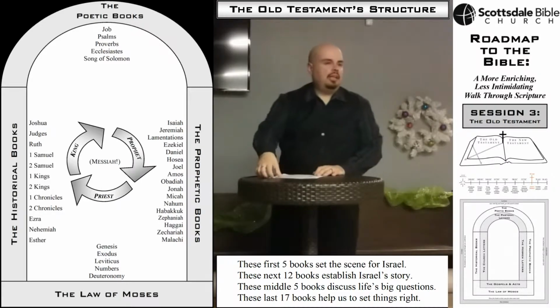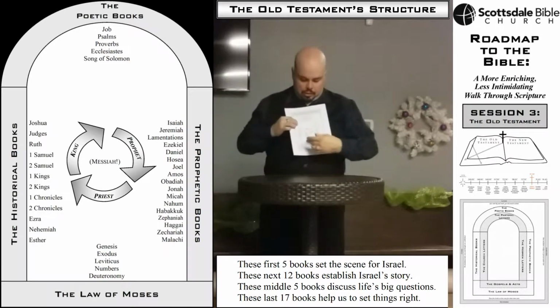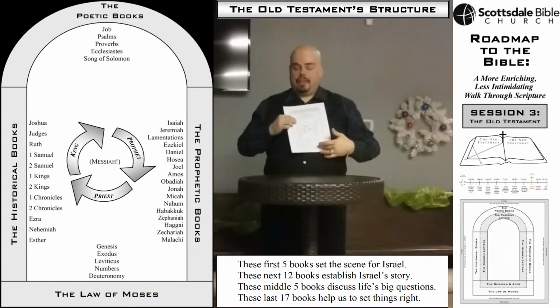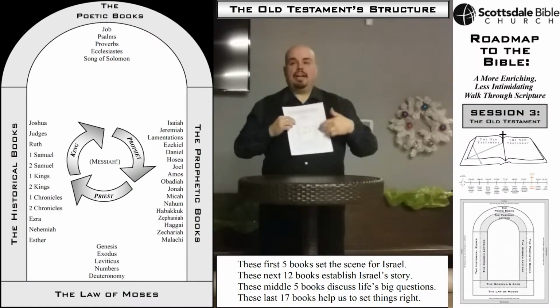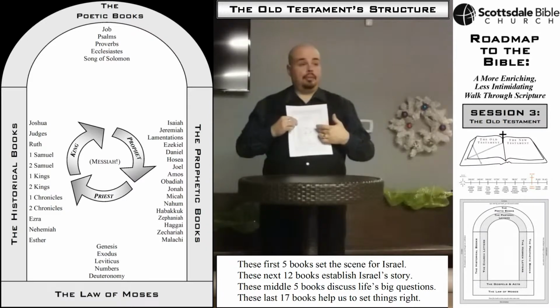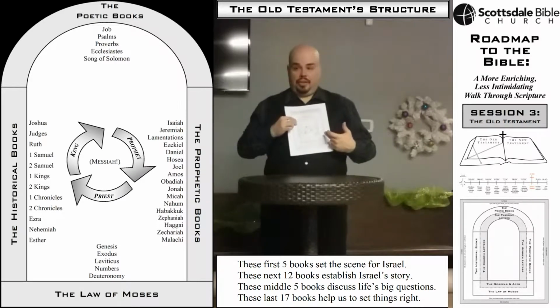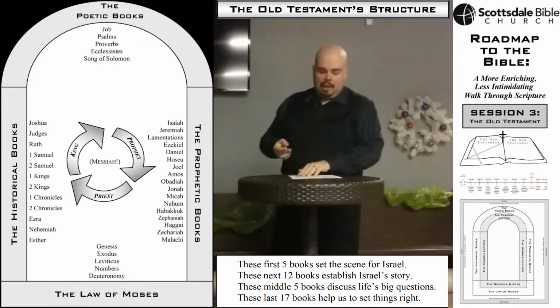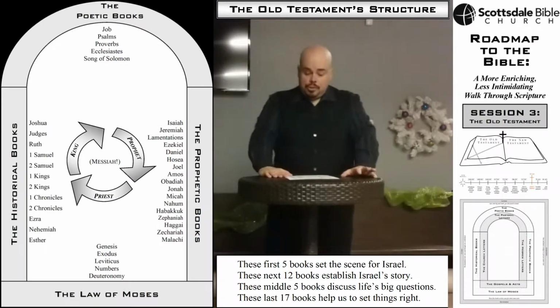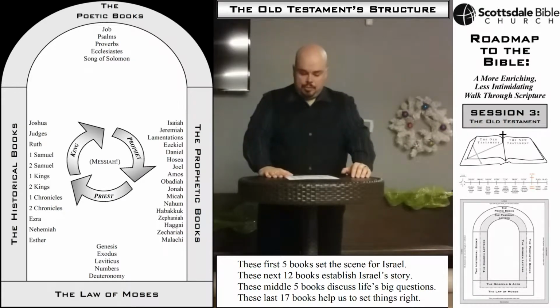So here's the idea on the arch. The bottom part is the foundation. The left and right sides are like the walls holding it up, and then the arch connects everything. So the bottom and the top are extremely significant in their own way, and then the two walls are significant in their own way. At the bottom, you've got the Law of Moses: Genesis, Exodus, Leviticus, Numbers, and Deuteronomy.